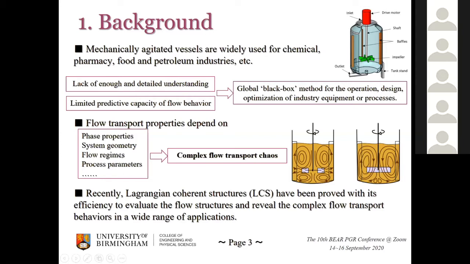Because multi-phase flow is a very complex flow. Flow transport property depends on many factors, like phase properties, system geometries, flow regimes, and process parameters. It will lead to a complex flow transport course. Like in this picture, the only difference is the impeller type, and it will lead to a quite different flow transport in the stirred vessel.